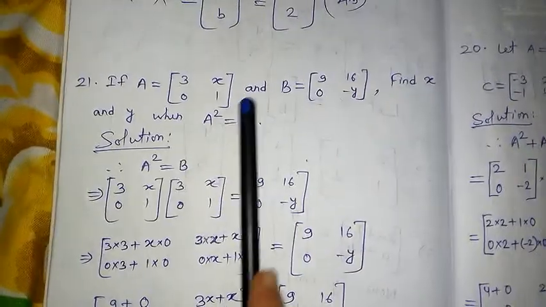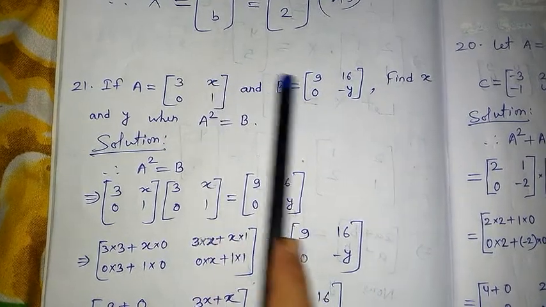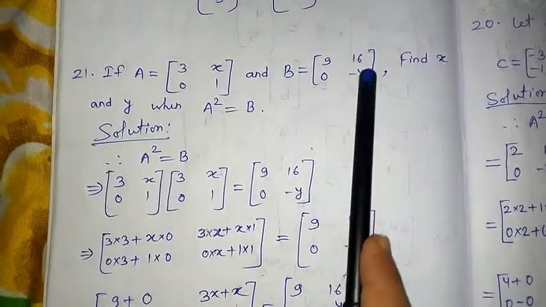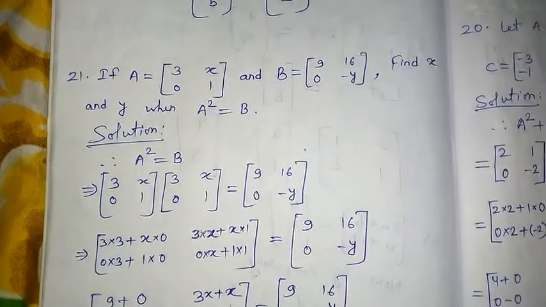So here we had to find the value of x and y, where x was part of matrix A and y was part of matrix B. So all these questions are different from each other.